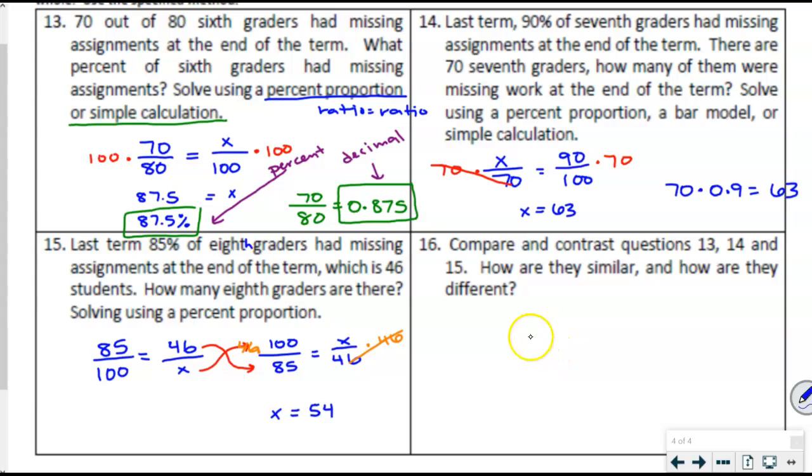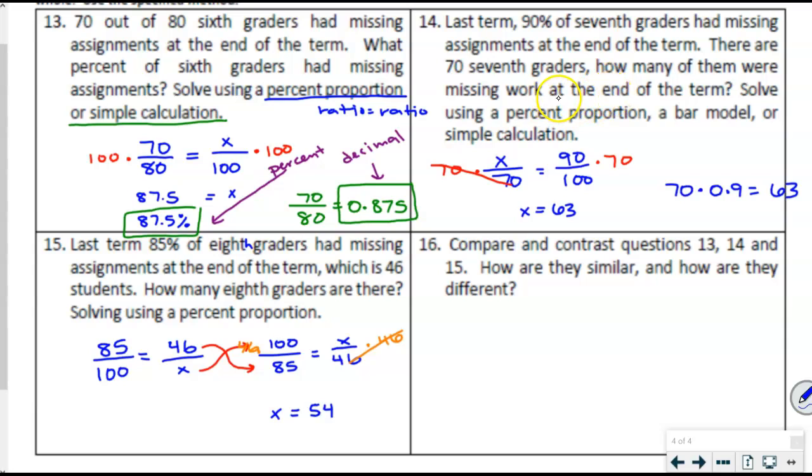All right, let's go over number 16. The obvious similarity is, of course, we're asking for the missing work among 6th, 7th, and 8th graders. But here's the key thing that I really want you to pay attention to. In number 13, I know how many students are missing work, and I know how many total students there are. What I don't know is the percent, or the amount out of 100. So we set up our percent proportion, and we're able to answer that question.